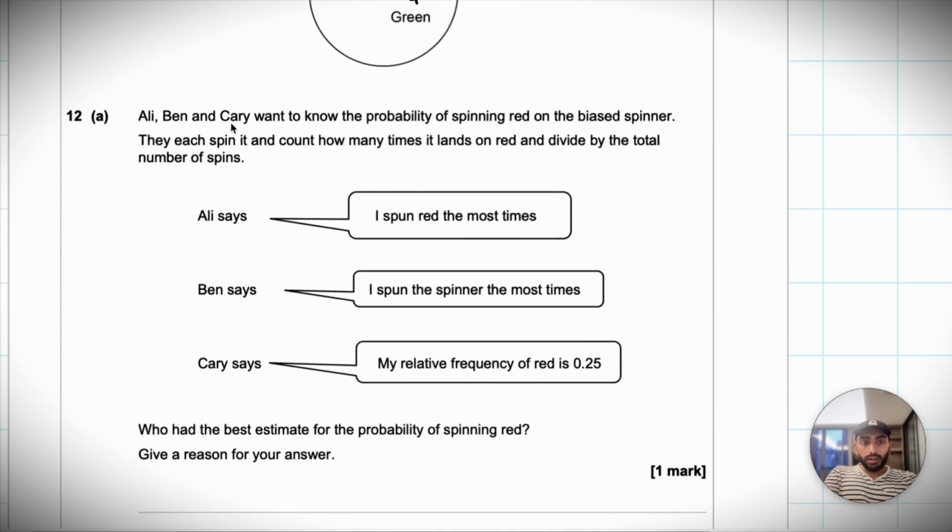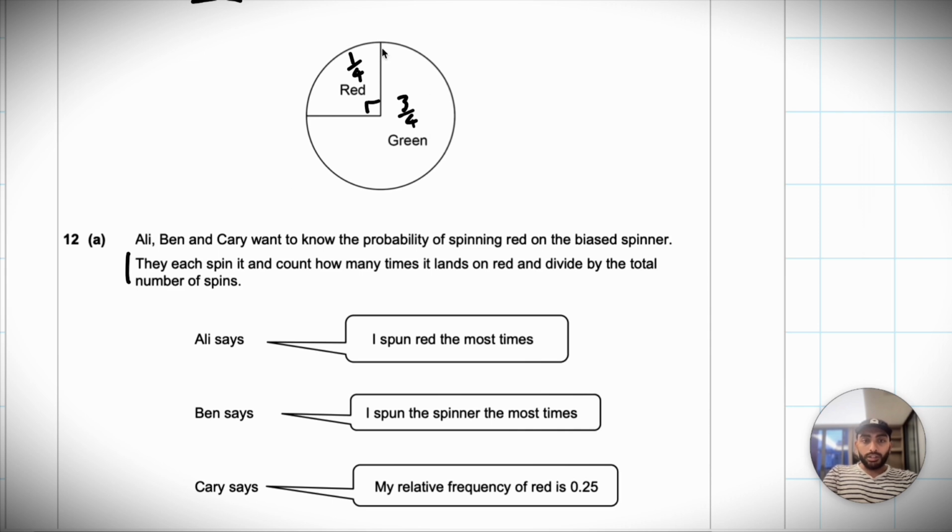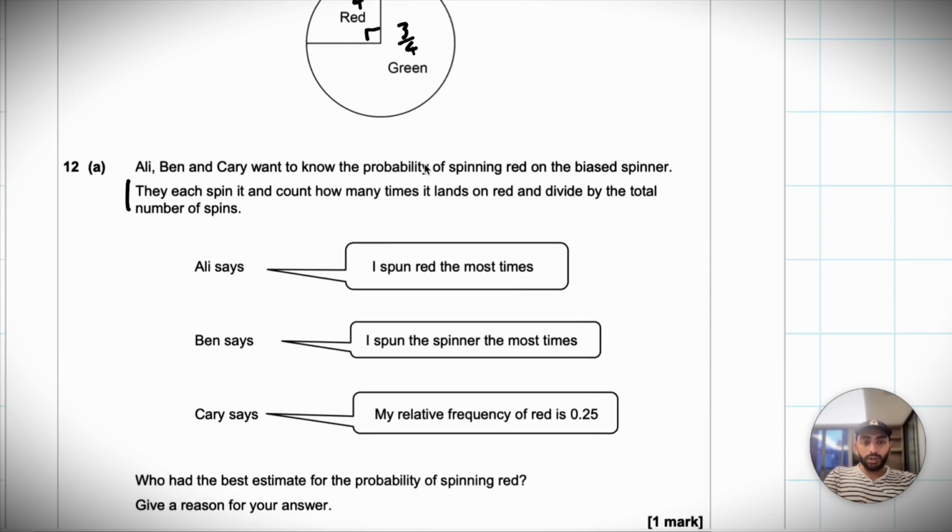Part A, Ali, Ben and Carrie want to know the probability of spinning red on the biased spinner. They each spin it and count how many times it lands on red and divide by the total number of spins. All this is saying is they're trialing this spinner out, and they're trying to figure out what is the probability of landing on red.